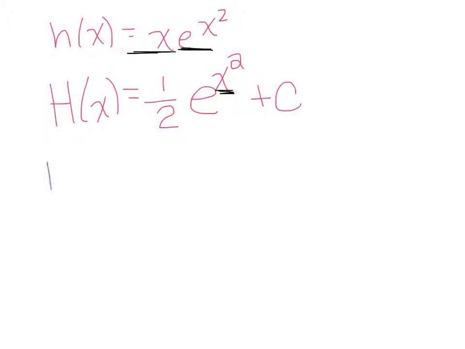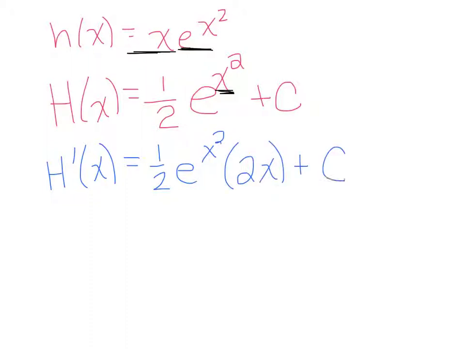You can always check this work if you didn't believe what I just did there. If we take this derivative, we have 1/2 e to the x squared times the derivative of the top, which is 2x, plus c. The derivative of c would be 0. So we cancel some stuff out, and we get exactly e to the x squared, which is exactly equal to h of x.